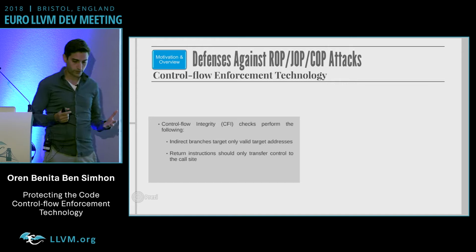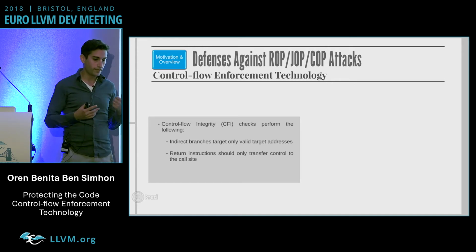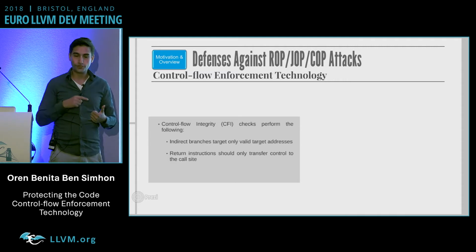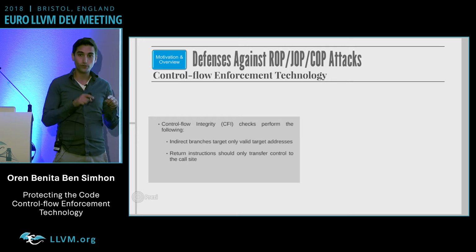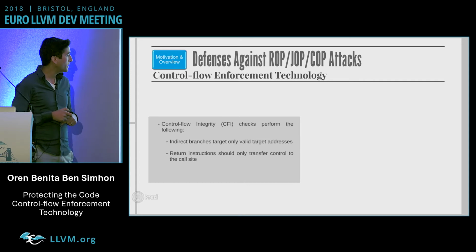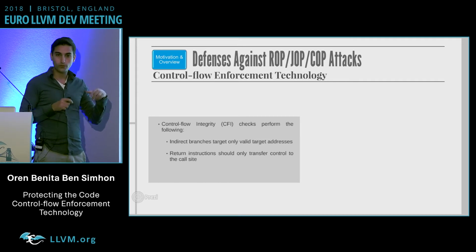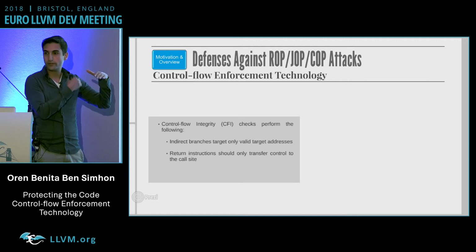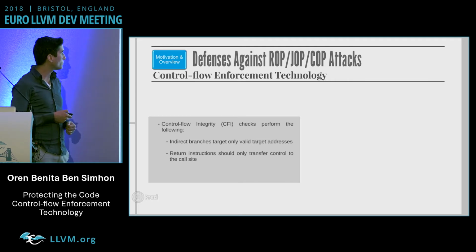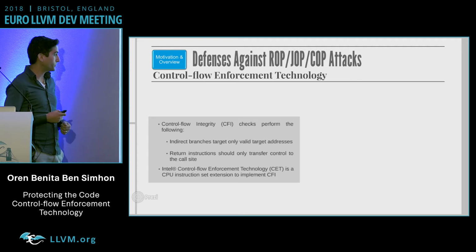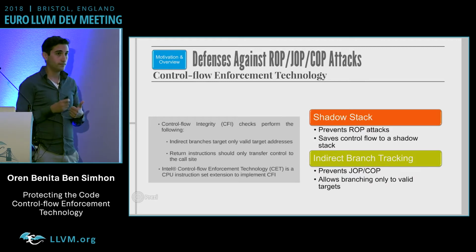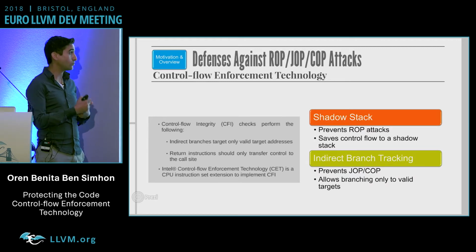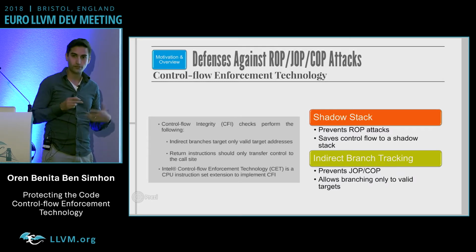The control flow integrity check is a mechanism that has two principles. One, you need to branch only to valid addresses, only to places where you intend to jump to. And two, you always need to return to the call site. If you call a function, then you need to return to the instruction that follows this call. Intel control flow enforcement technology is a hardware-based solution. It introduces a CPU instruction set extension to implement CFI. It has Shadowstack, as we talked about. It prevents ROP attacks, and it saves the control flow to the shadow stack.